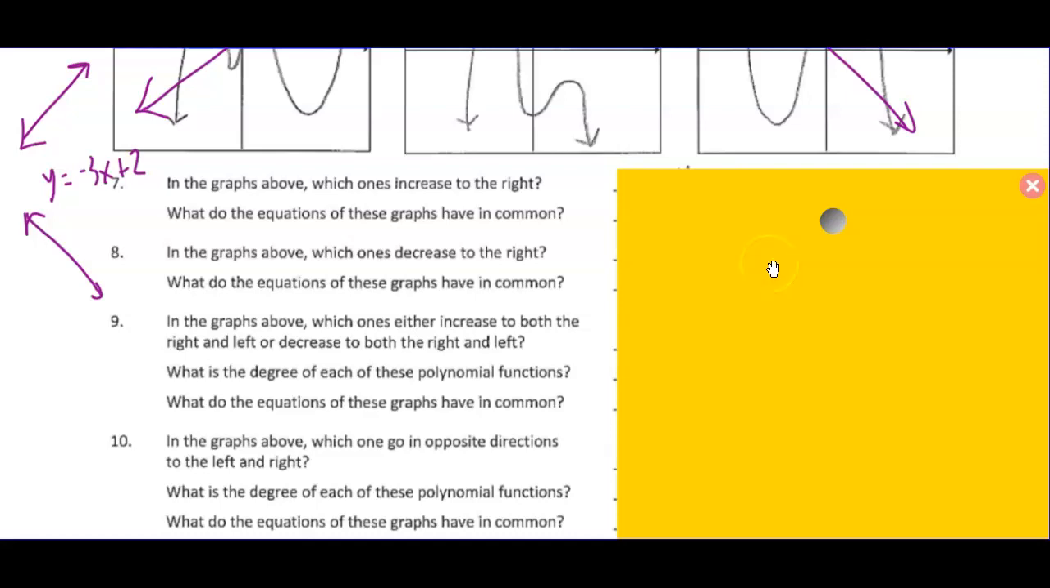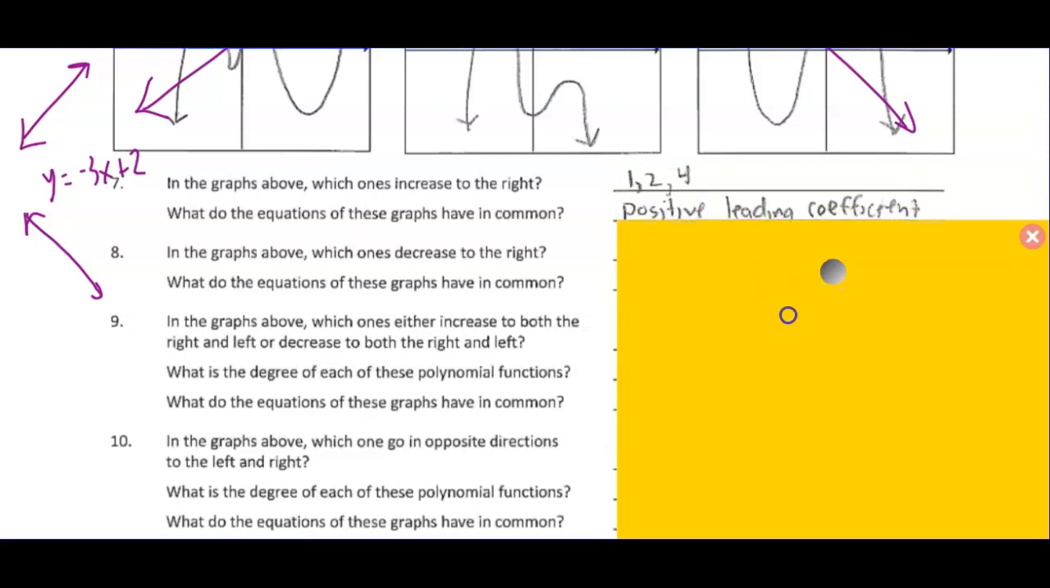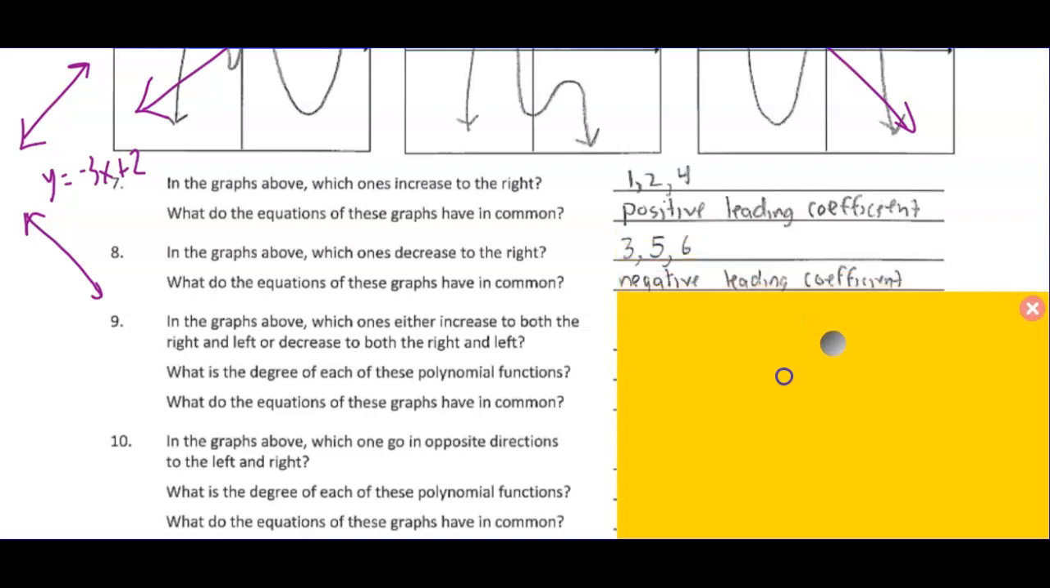All right, so number 7, you should have identified numbers 1, 2, and 4. They all have positive leading coefficients, so that's what they have in common. That's what makes them increase. Number 8, it's 3, 5, and 6. Those are the ones that decrease. They all have a negative leading coefficient. So that's what's controlling the direction of the graph. All right, so increasing to both the right and left, or decreasing to both the right and the left.